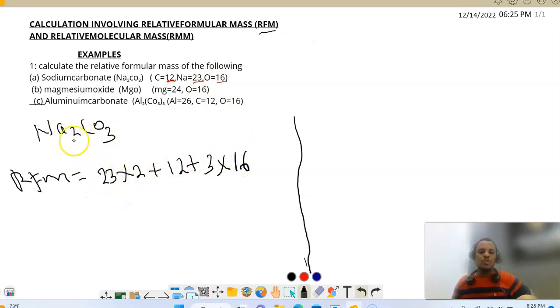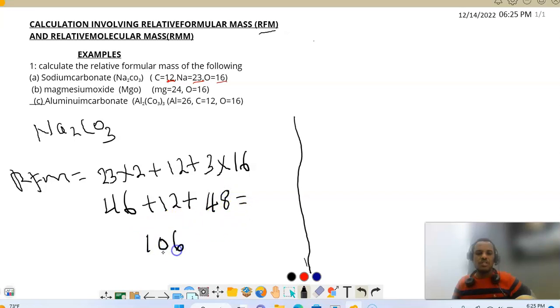Why am I multiplying these? Sodium is 23 times 2 because we have 2 sodium. Carbon we have 12 only. Oxygen is 16 and we have 3 oxygen, so we multiply. 23 times 2 is 46, plus 12, plus 3 times 16, which is 48. So the total will be 106. So the RFM of sodium carbonate is 106. Okay, that was A.